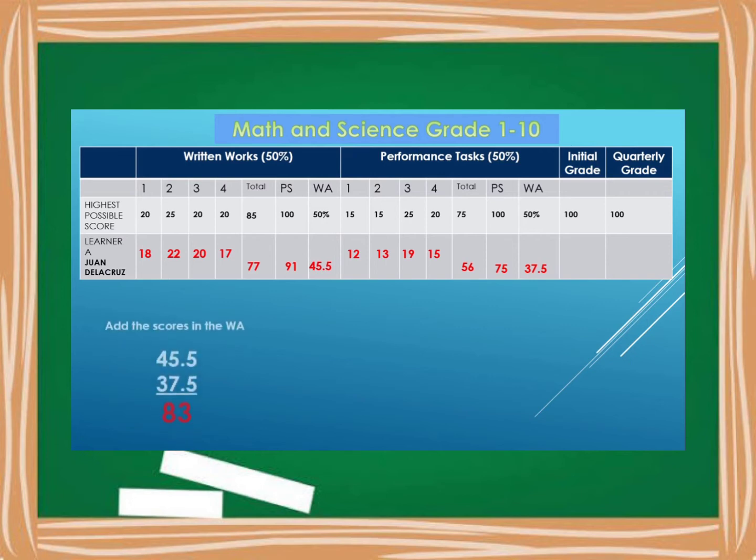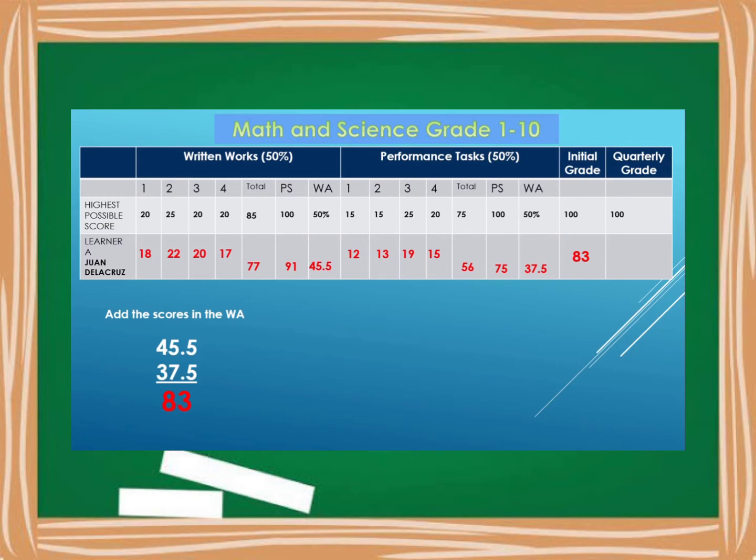Pagsamahin natin yon. Add the scores in the WA, the answer is 83. Ilalagay natin ito doon sa initial grade niya. Subalit, hindi pa rin ito yung score o grade para sa kanyang quarterly grade. Pag nakuha na natin ang initial grade, babalik tayo sa DepEd Order number 8, series of 2015.